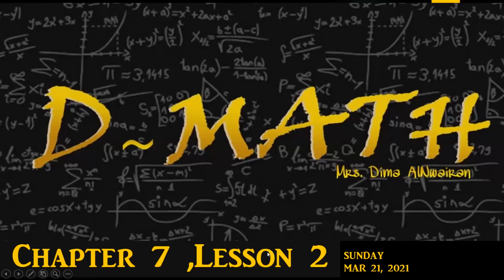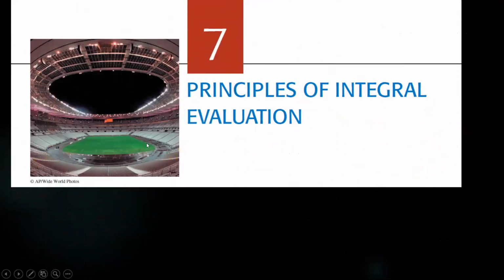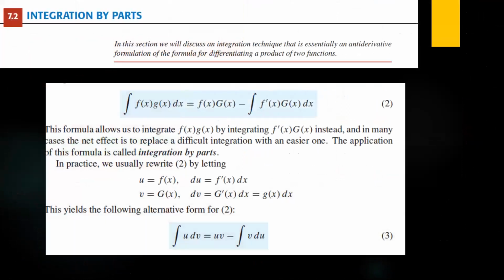Today we are going to start a new chapter, chapter 7, lesson 2, which is about principles of integral evaluation. Lesson 2 is about integration by parts. Now, in integration, we have two types. If I have cosine times sine as an example, we can use two ways: integration by substitution and integration by parts.